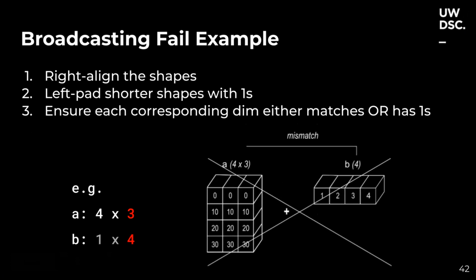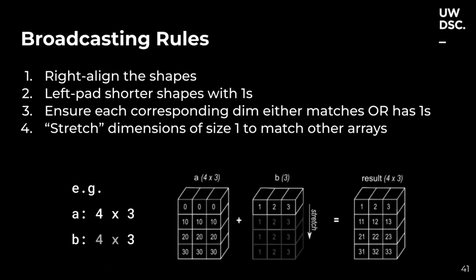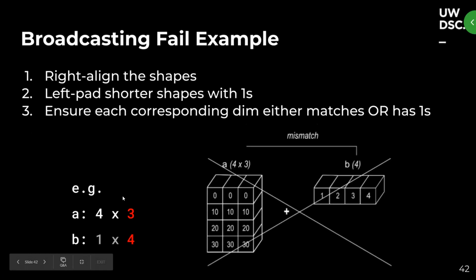This example is one where broadcasting fails, where we can't actually add the two shapes together. So we go through all of our regular steps. We have this 4, we right align the 4 and the 3. We left pad this one with 1 because it has fewer axes. And then we have to ensure the corresponding dimensions match or have 1s. And we can see that here, this 3 doesn't match the 4, which is why broadcasting fails here. The 3 matches in the second dimension here, but it doesn't match in the second dimension here, which is why it fails.